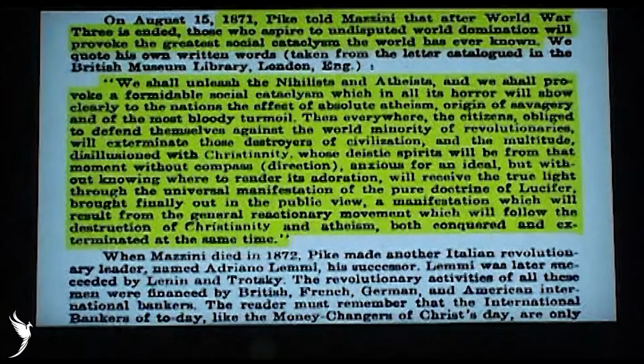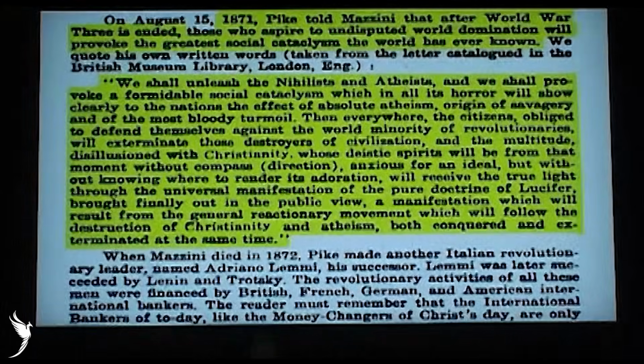It says, Pike told Mazzini in 1871 that after World War III is ended, those who aspire to undisputed world domination will provoke the greatest social cataclysm the world has ever known. We quote his own written words taken from a letter catalogued in the British Museum in London. Here's what Albert Pike, as far back as 1871, wrote to Giuseppe Mazzini.